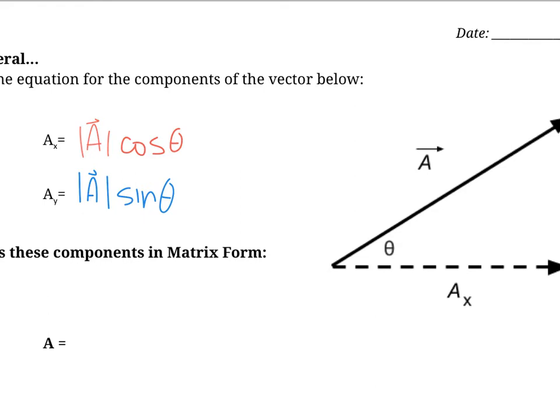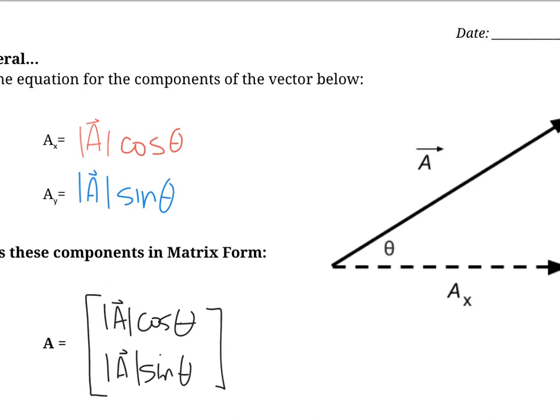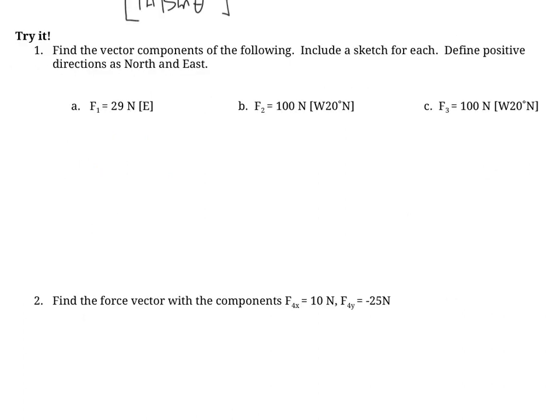We can also express this in matrix form as just the x component and the y component. So it's the same thing. The magnitude of A times cos theta is the x component, and the magnitude of A times sine theta is the y component. That's just expressing the same thing in matrix form. So what I want you to do is pause the video here, try these next questions 1 and 2, and then unpause it, and I will show you what the answers are.